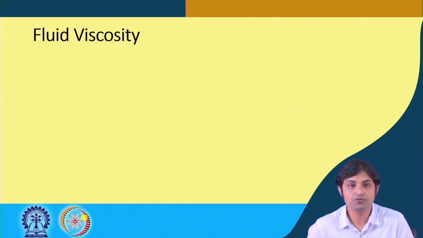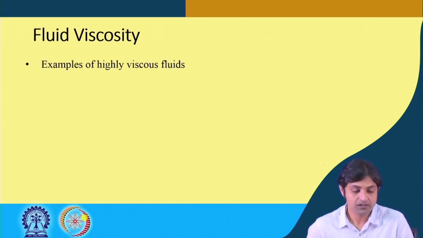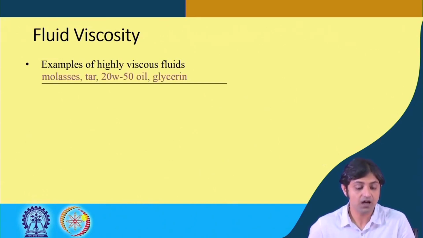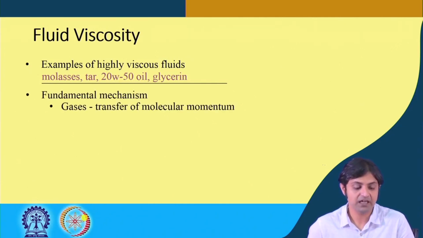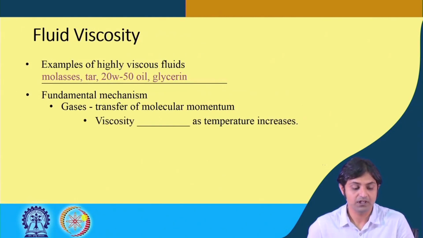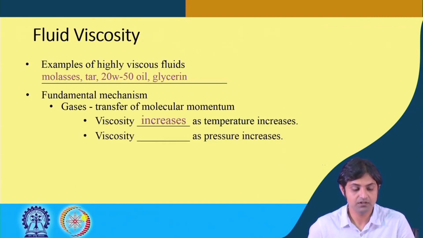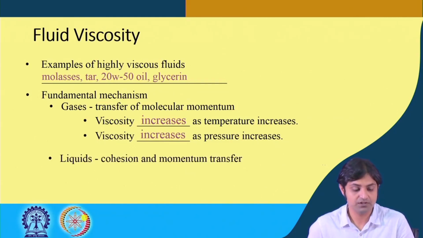Okay, coming to fluid viscosity, some examples of highly viscous fluids are molasses, tar, oil in higher concentration, or glycerine. These are some of the things which are highly viscous. So what is the fundamental mechanism of viscosity in gases? It is due to the transfer of molecular momentum. In case of gases, the viscosity increases as temperature increases. Also the viscosity increases as the pressure increases.